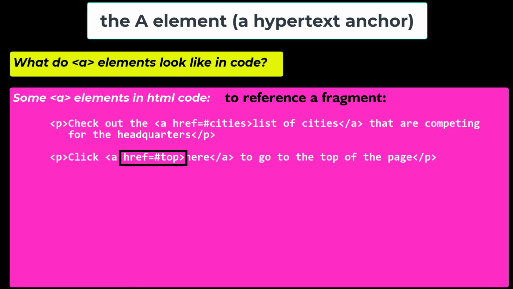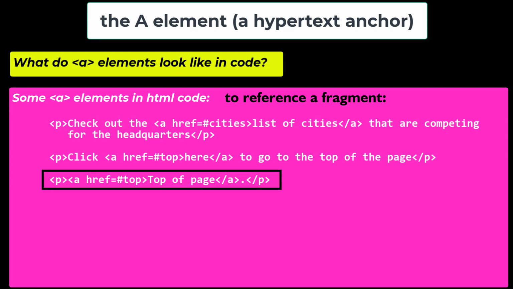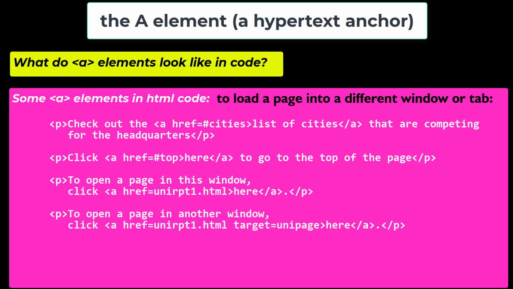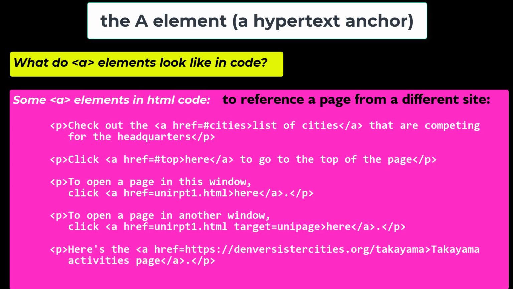These can be scattered throughout the page, or often a shorter version, a little more to the point. To reference another page, you need to put the page name in your href attribute. To load a page into a different window or tab, we add the target attribute, here shown as unipage, and we'll talk more about how to code that shortly. And to reference a page from a different website, you need to supply the entire URL.